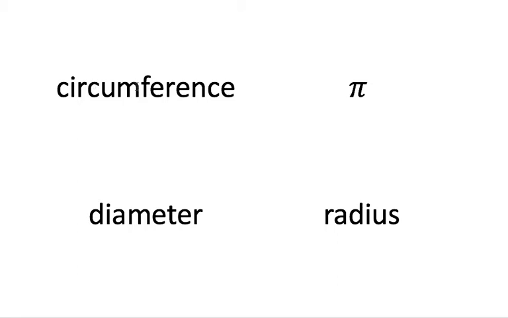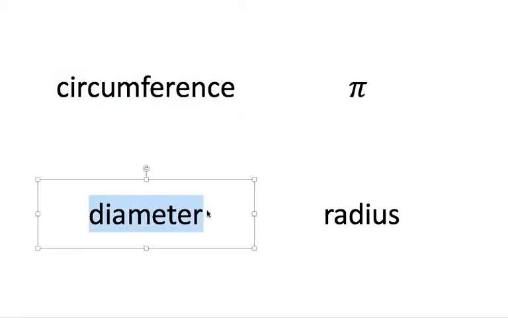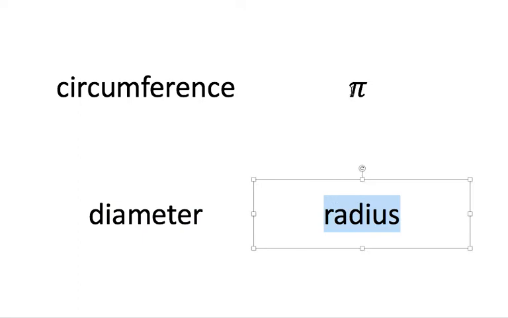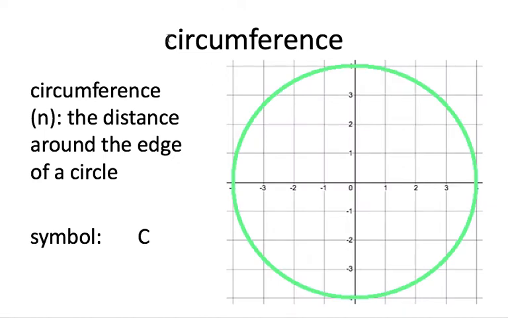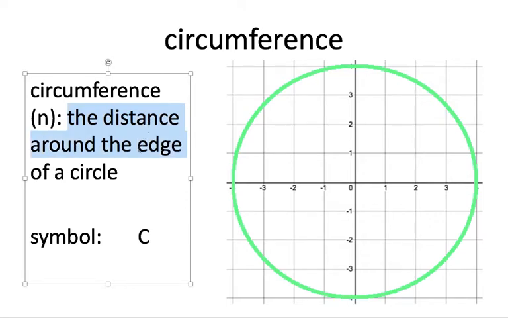This video is on circumference, diameter, radius, and pi. So let's go over circumference. Circumference is the distance around the edge of a circle.